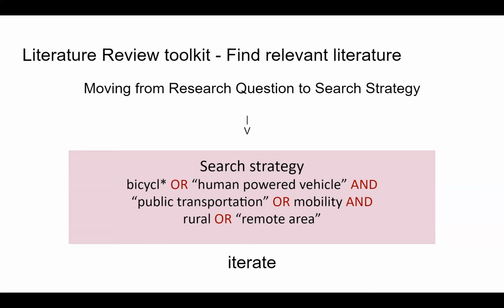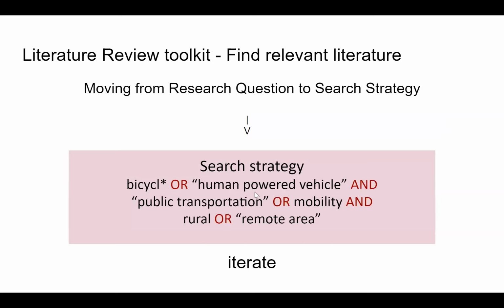Unlike Google, they don't correct spelling. They understand the star as a wildcard. Putting a wildcard at the end of BICYCL will tell the database to look for any words that start with BICYCL. This asterisk tells the database to return bicycle, bicycles, bicycling.